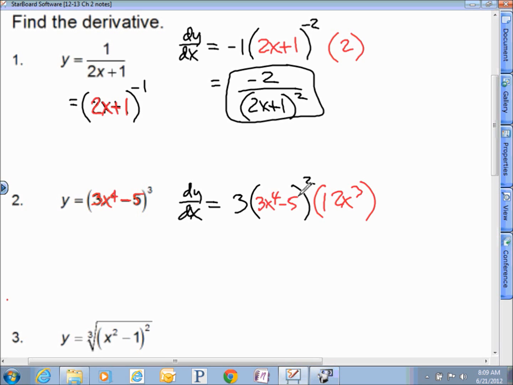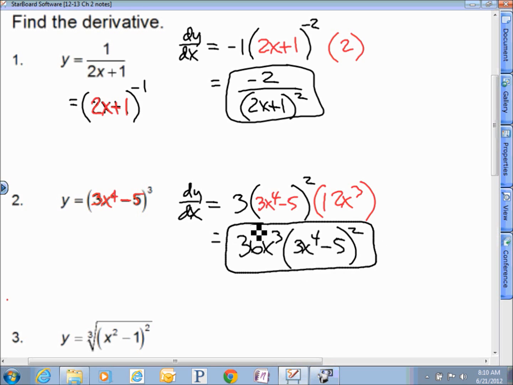But I can take the 3 and the 12x cubed and multiply them together, and if I do that, how about 36x cubed times the quantity 3x to the 4th minus 5 being squared. Now, you certainly could multiply all that out. You could multiply out the binomial and then distribute the 36x cubed. I wouldn't advise it, because as we get past the skill of taking the derivative and get to the application of taking the derivative, you're going to like that form a lot better.